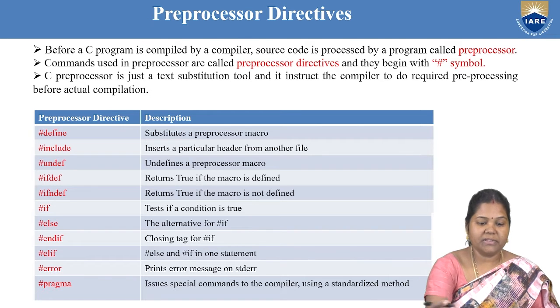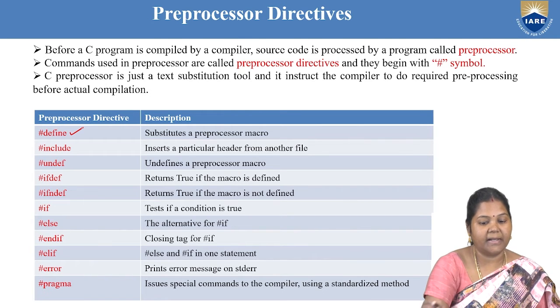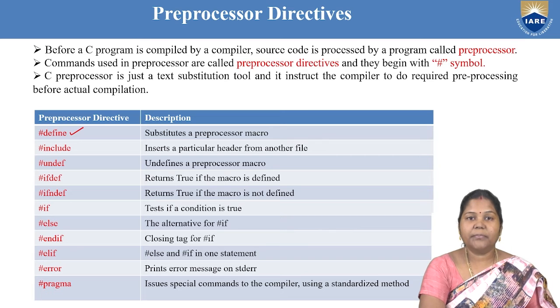We'll start with the first preprocessor directive, called hash define, which substitutes a preprocessor macro. Whenever you want to write a macro, you have to use the preprocessor directive hash define. There are two types of macros we use in C programming: one is called a simple macro and the other is called a parameterized macro. For both kinds of macro substitution, you use the hash define directive, and the macro will be substituted by the preprocessor before compilation.